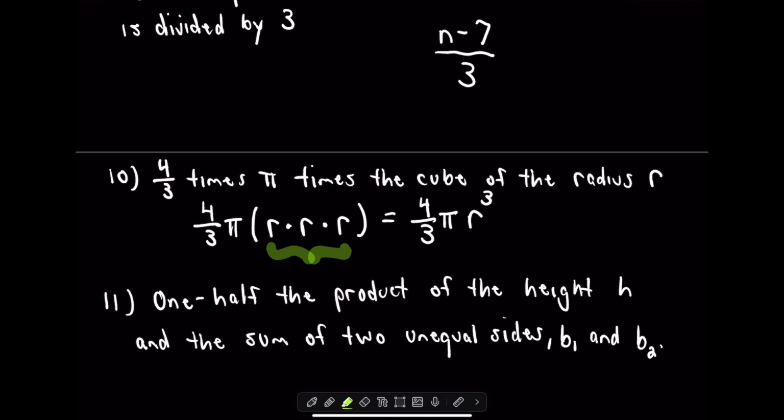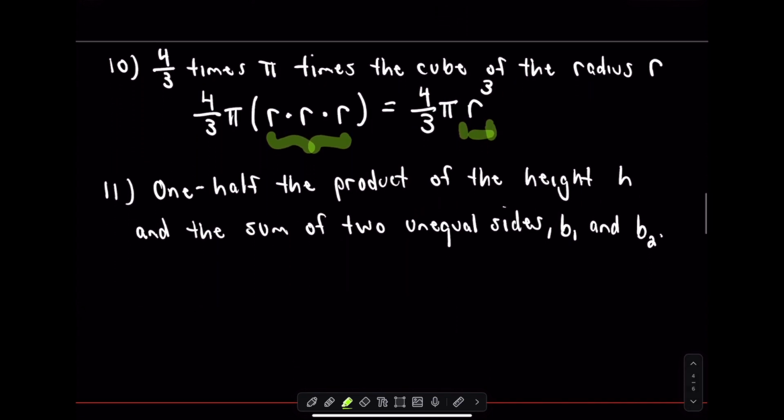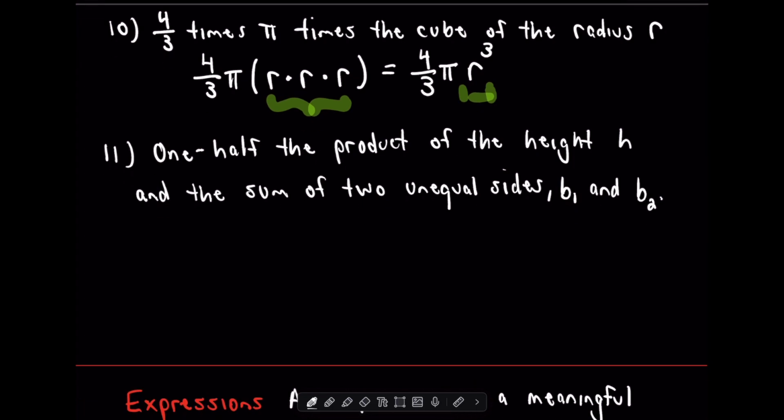Okay, we'll just leave that there. Okay, I think we've got one more here. 1/2 the product of the height h and the sum of 2 unequal sides b1 and b2.